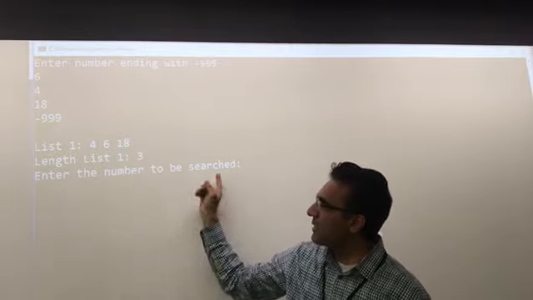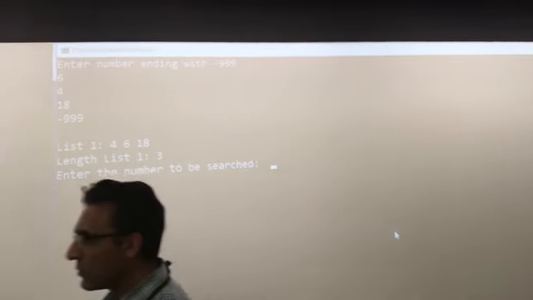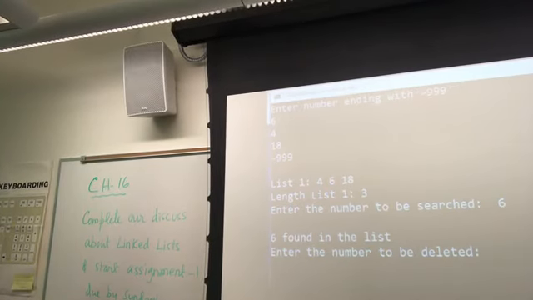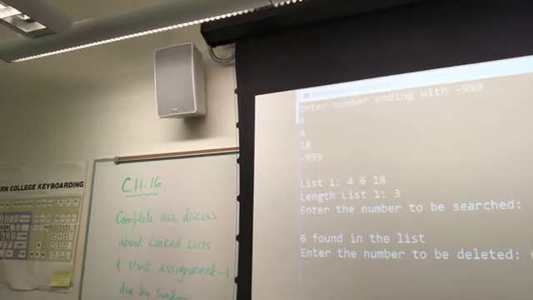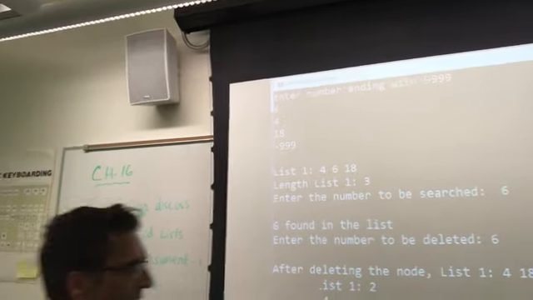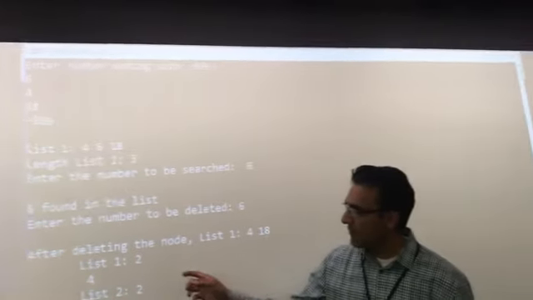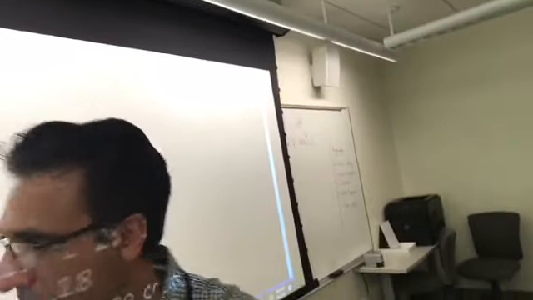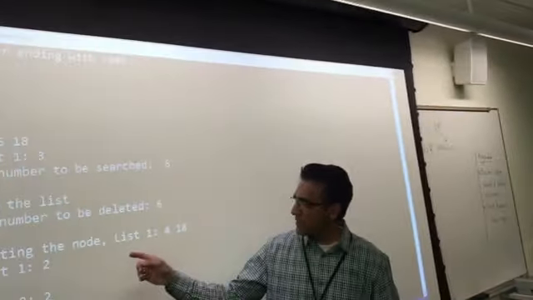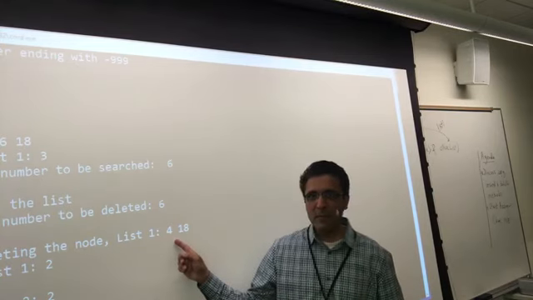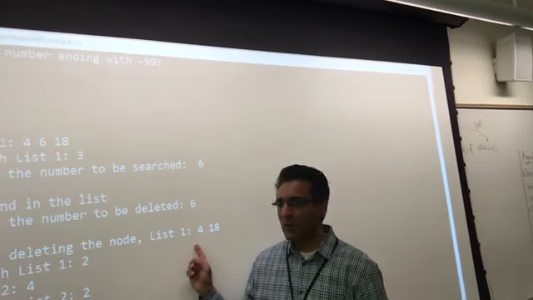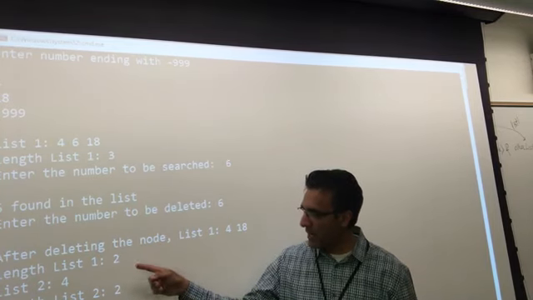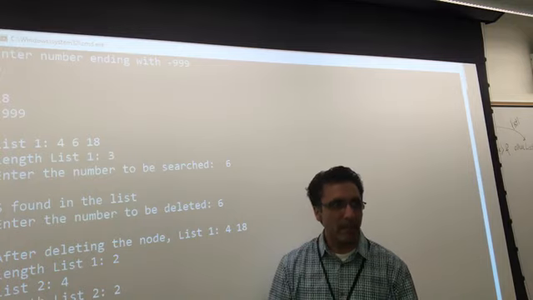There are 3 items. Then it's asking what to search. We can search something in the middle. It searches successfully. Then it says, what do you want to delete? I say I want to delete 6. And then it deletes that item from the list. Now the remaining data is 4 and 18. It shows the list has removed that item. So that's the delete option.